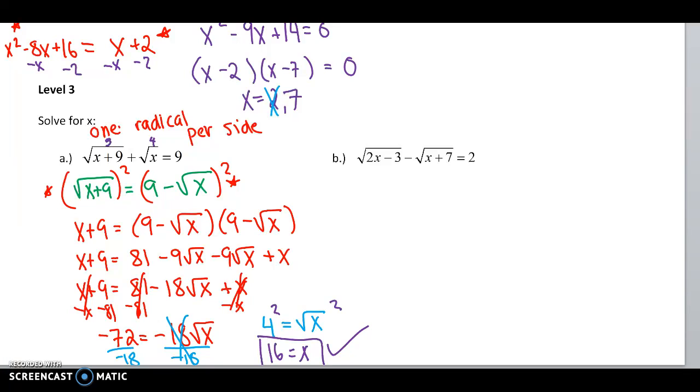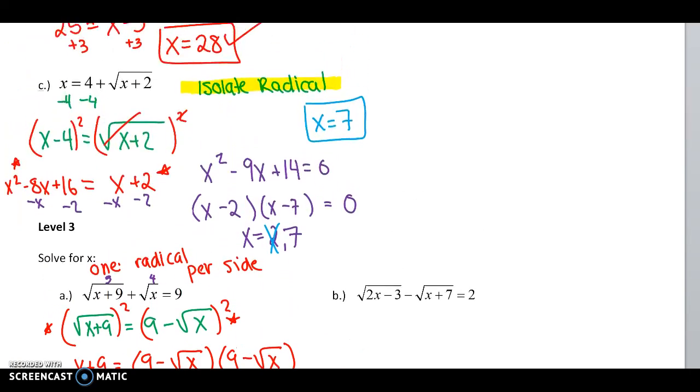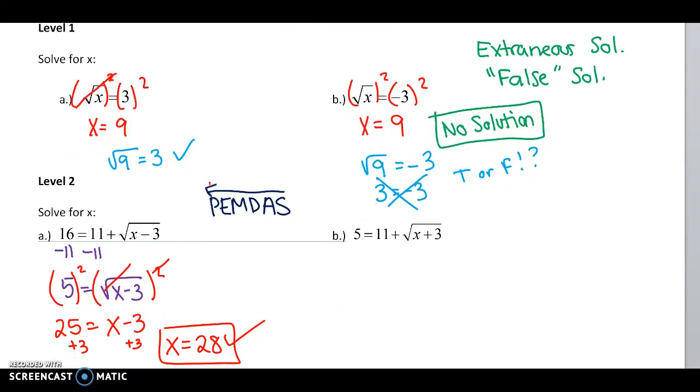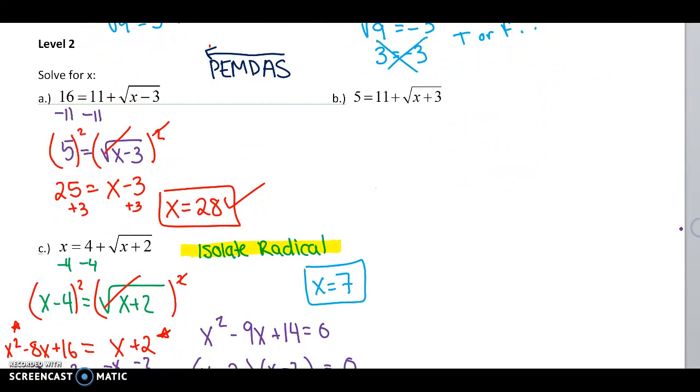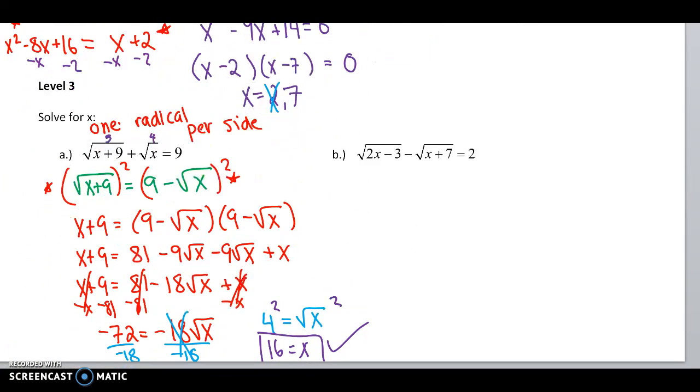Okay, so moral of the story, you use all the same solving strategies that you would for any other solving problem. You just have to worry about the radicals. So the goal is, ideally you'd only have one radical, and then you just want to isolate the radical. Or if you have multiple radicals, get one on either side. Those are the key pieces of information that are new.